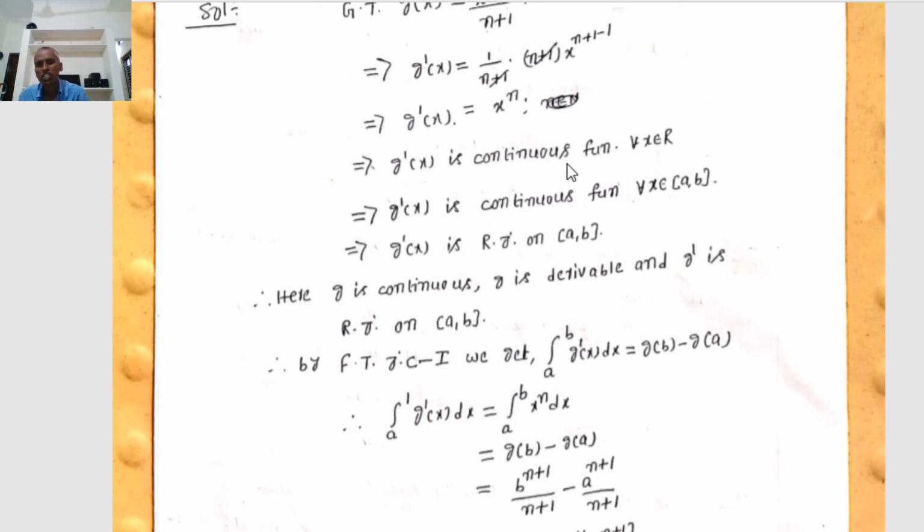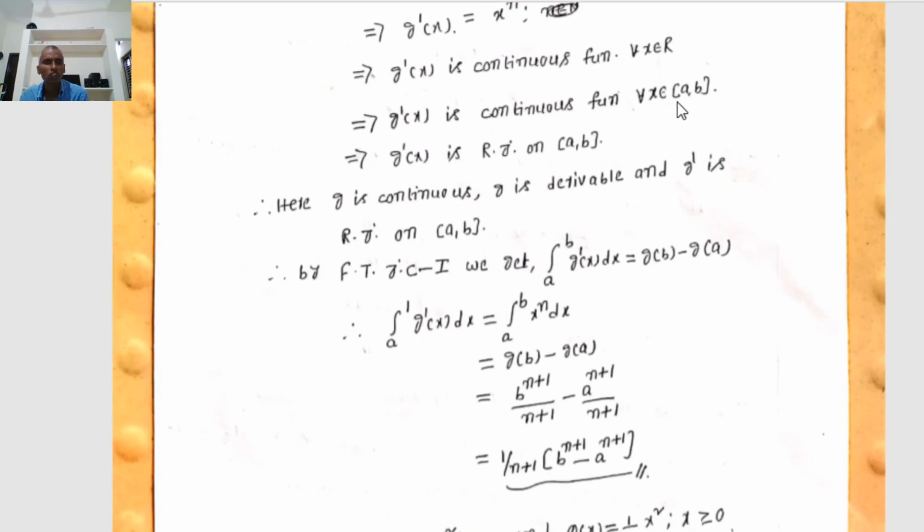That implies g'(x) is a continuous function for all x belonging to R. That implies g'(x) is a continuous function for all x belonging to the closed interval [a, b]. We already know from the previous theorem that every continuous function on a closed interval [a, b] must be Riemann integrable. Therefore, since g' is continuous on [a, b], g' is Riemann integrable on [a, b].